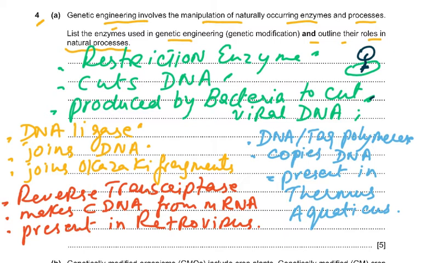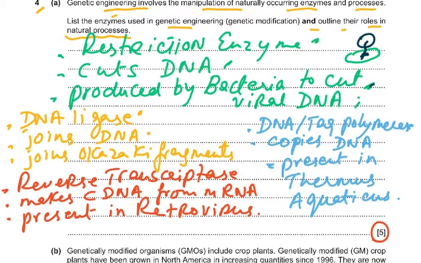And then the fourth one is DNA polymerase, or Taq polymerase, which copies DNA in replication. We use it in PCR, polymerase chain reaction, and it is present in the thermophilic bacterium called Thermus aquaticus, which can survive very high temperatures and is found in hot springs. So it is 5 marks, and you have to give me any 5 out of all these. A whole lot of marking scheme, nearly 12 mark scheme points.